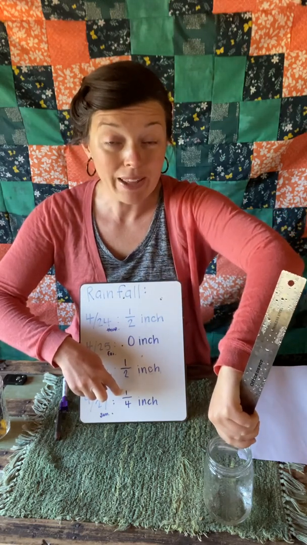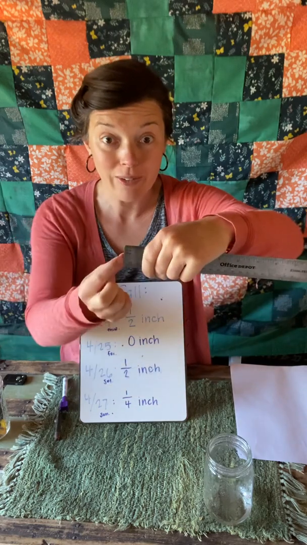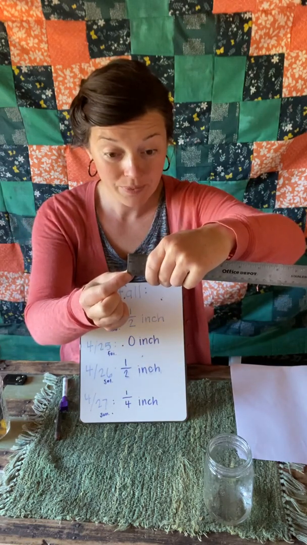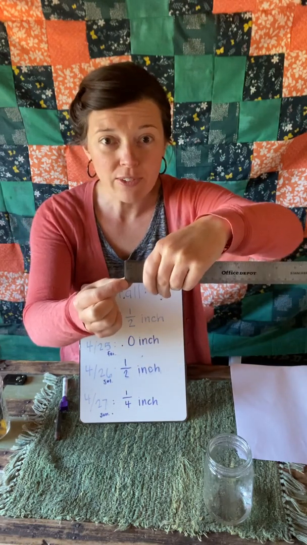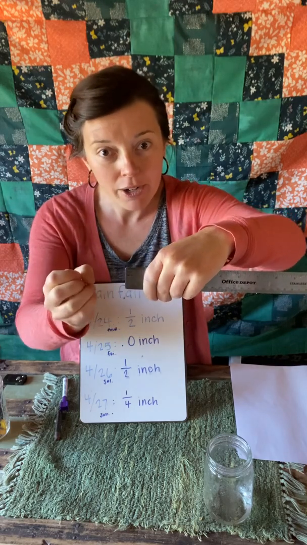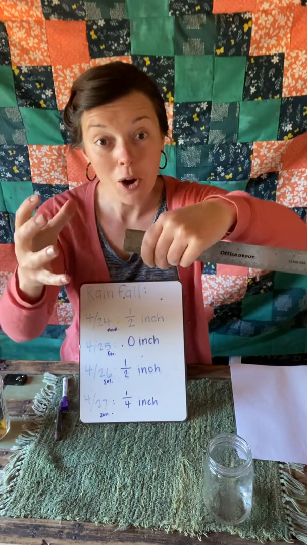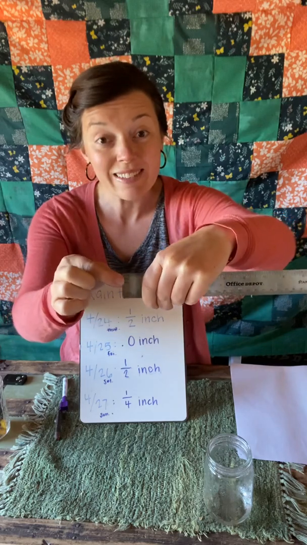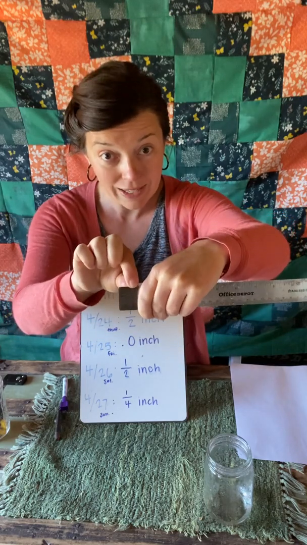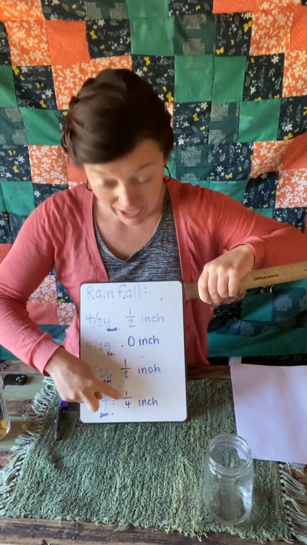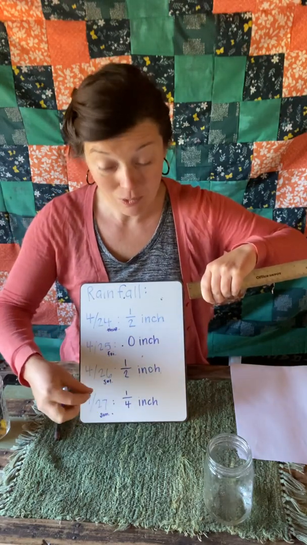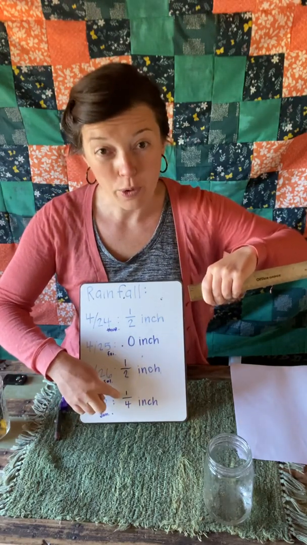Stick your ruler back in the water and you'll be able to see exactly where, okay? So fractions are just smaller parts of a bigger whole, right? And in this case, the whole is 1 inch. Yesterday it rained, the part of an inch it rained was 1/4 of an inch.